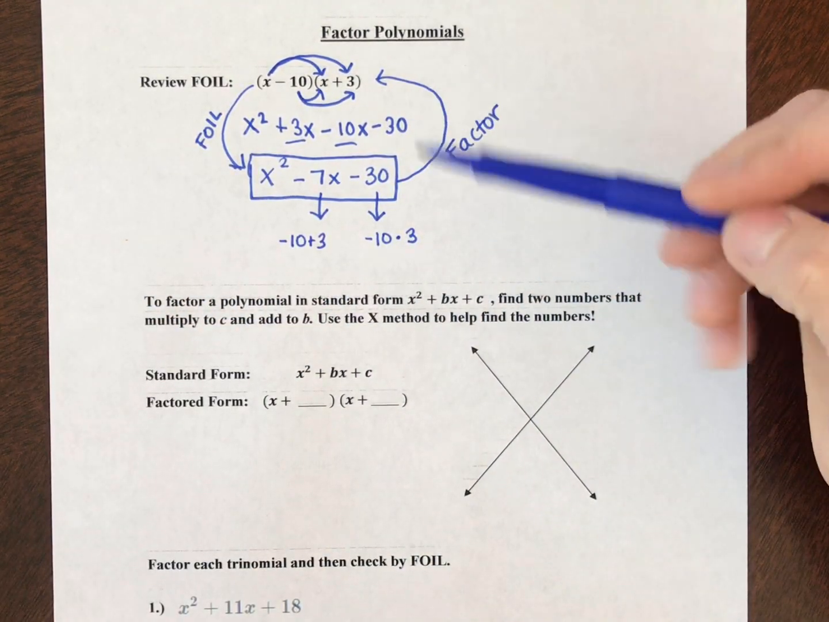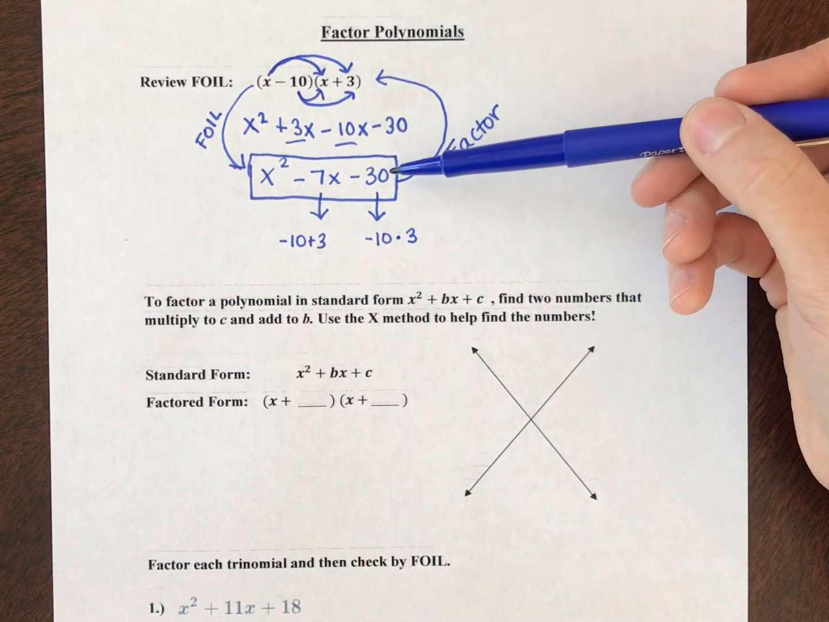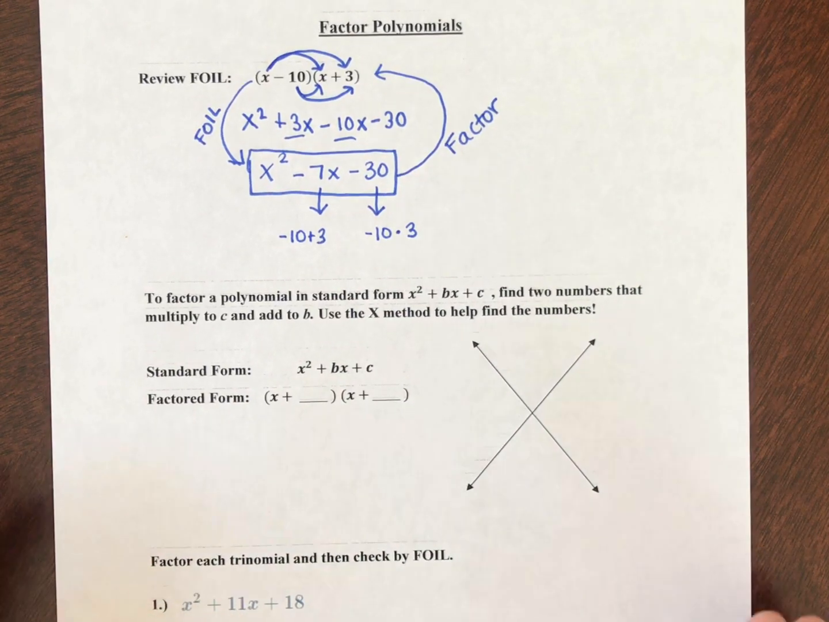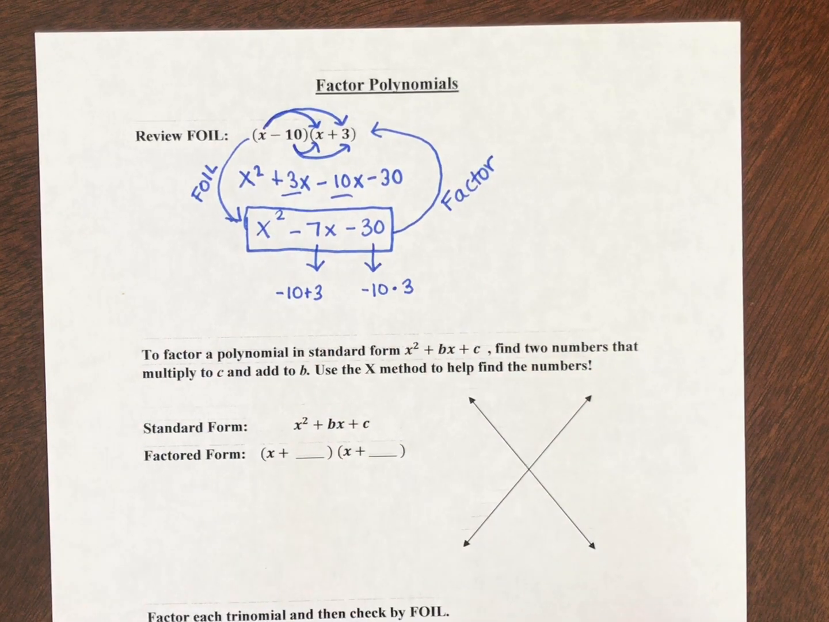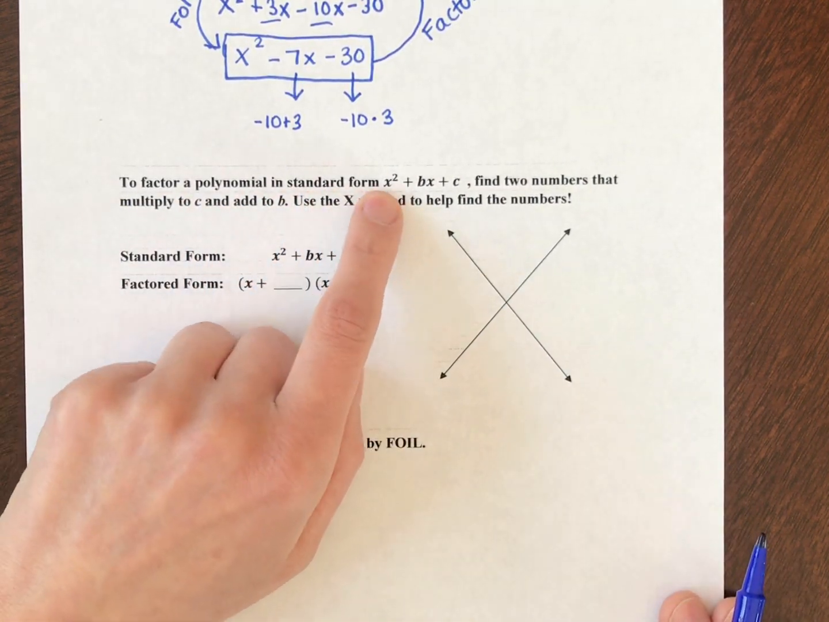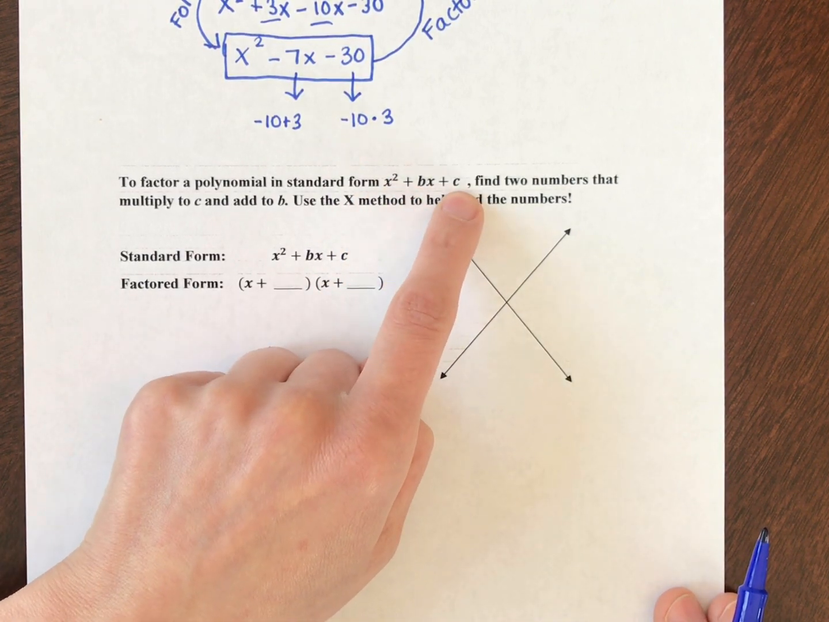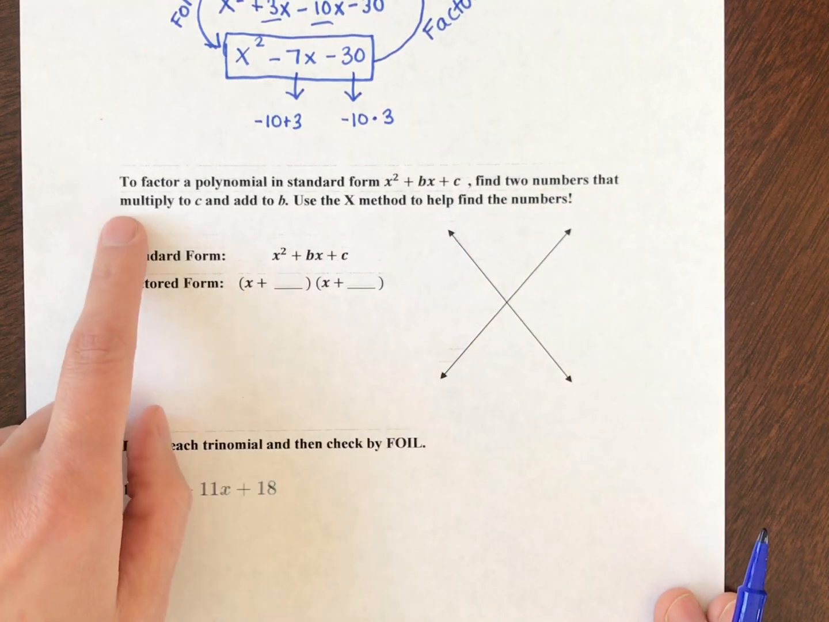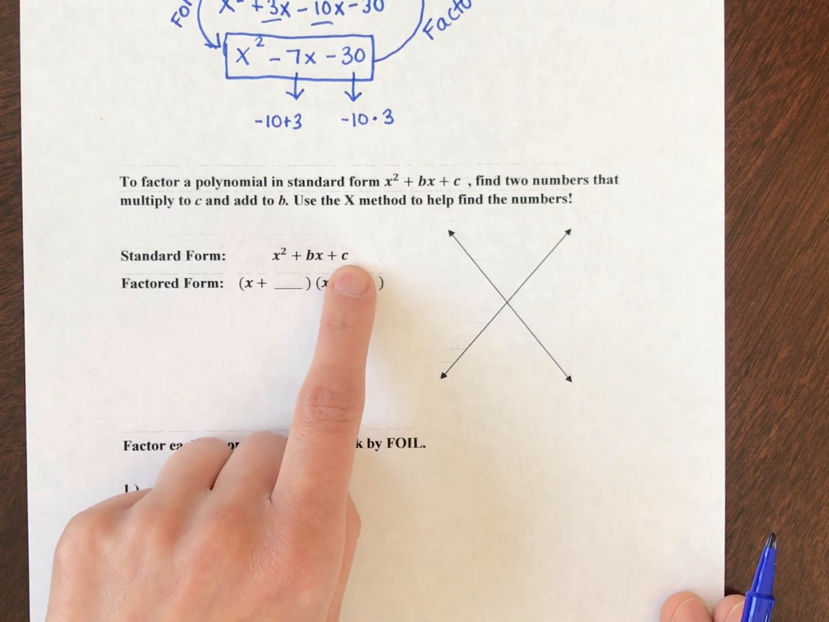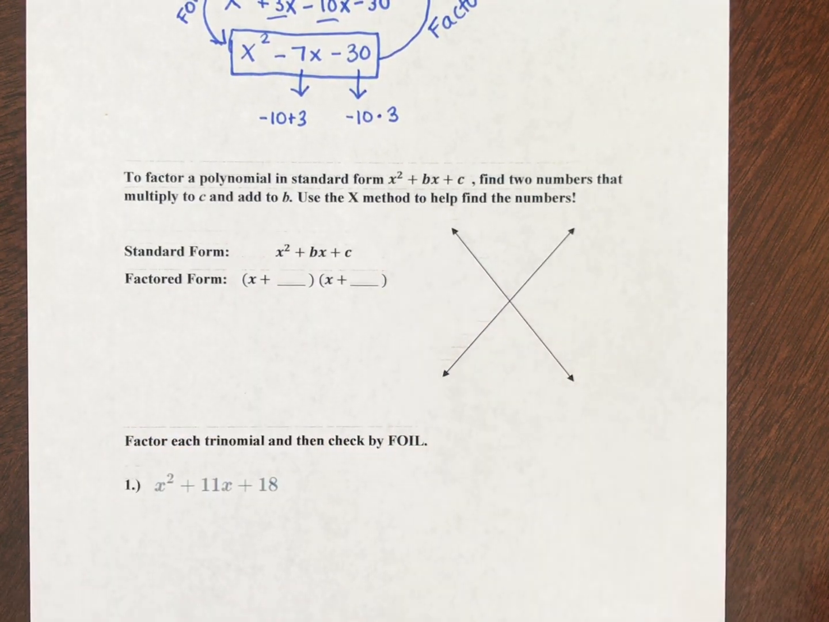So you should start to see that this is looking like that x method. Weren't you looking for two numbers that multiplied to one number and added to another? That's how we're going to figure out what these missing numbers are in our factored expression. To factor a polynomial in standard form, if you have something like x to the second plus some number bx plus some number c, you want to find two numbers that multiply to c and add to b. Basically, what multiplies to the last number and adds to the middle number. And I want you to use the x method to help find these numbers.